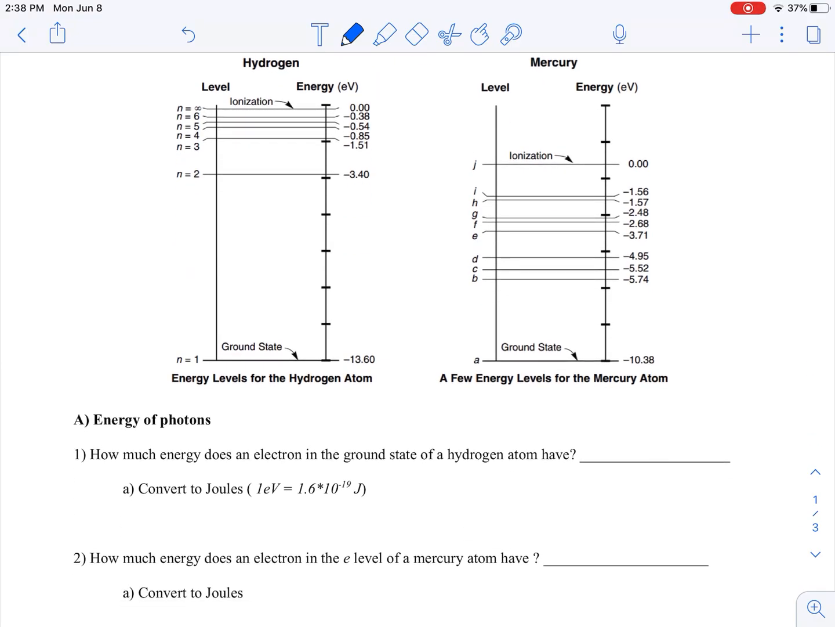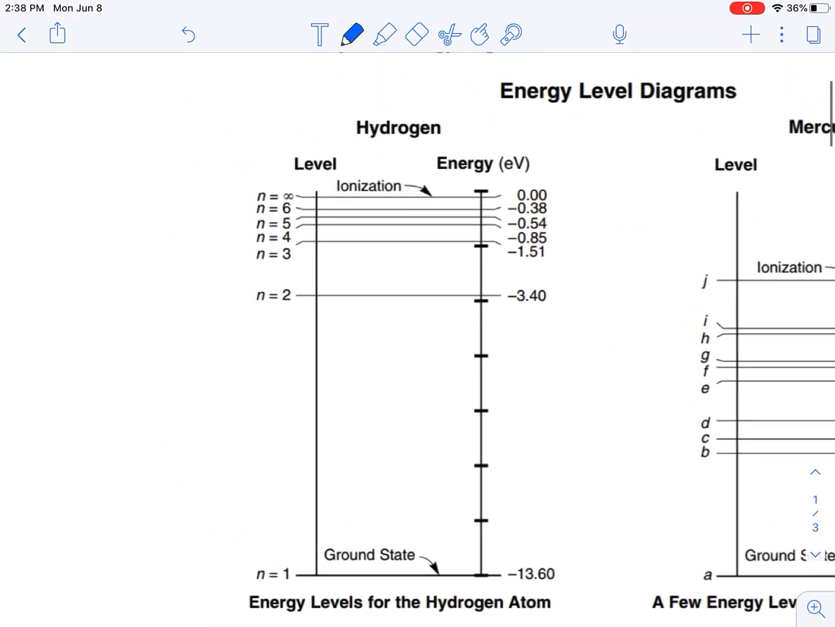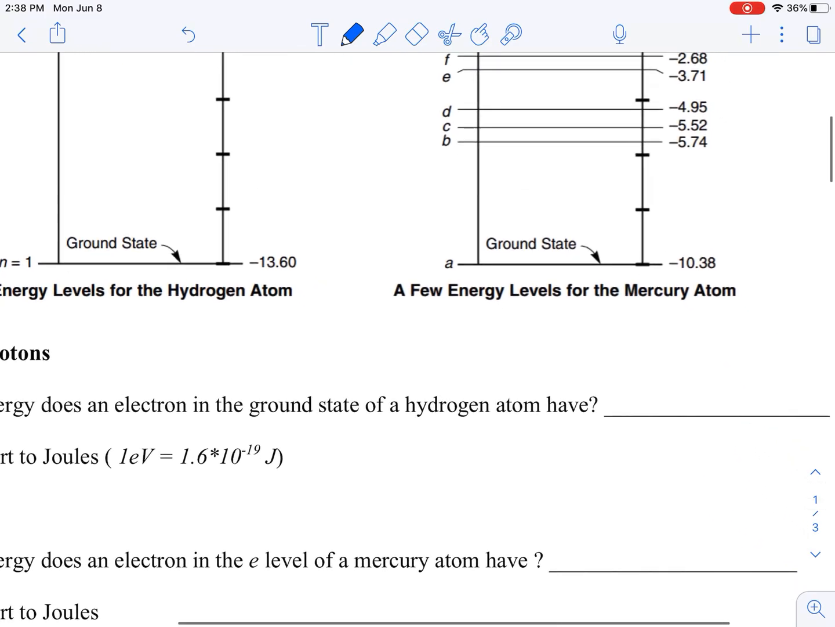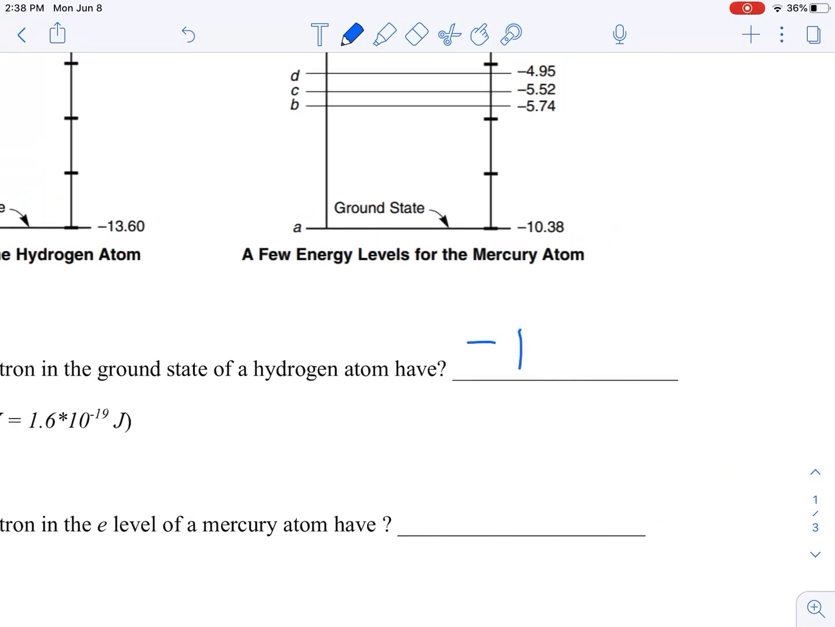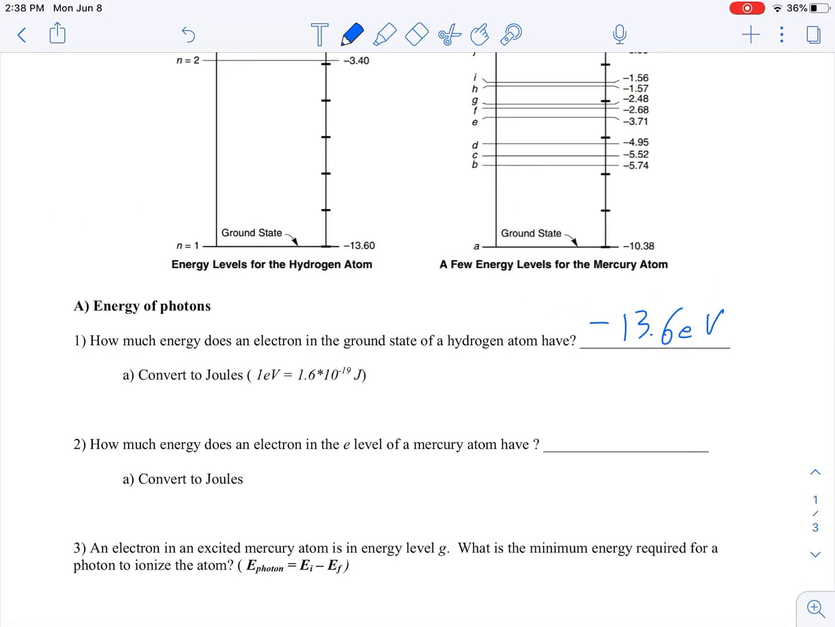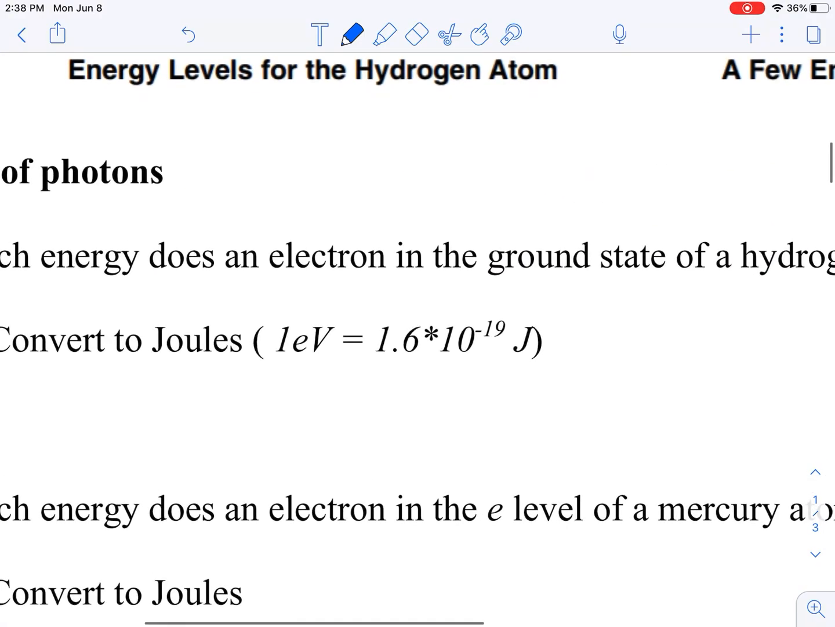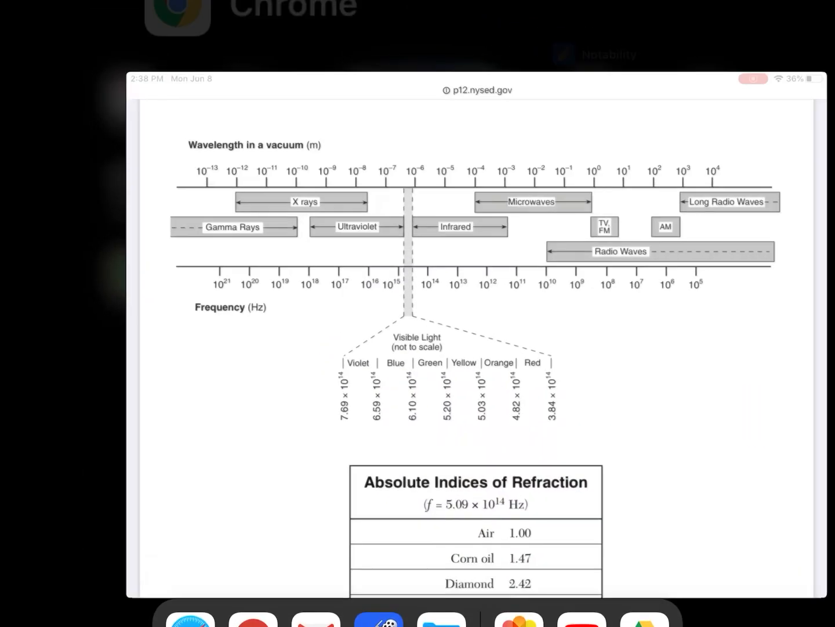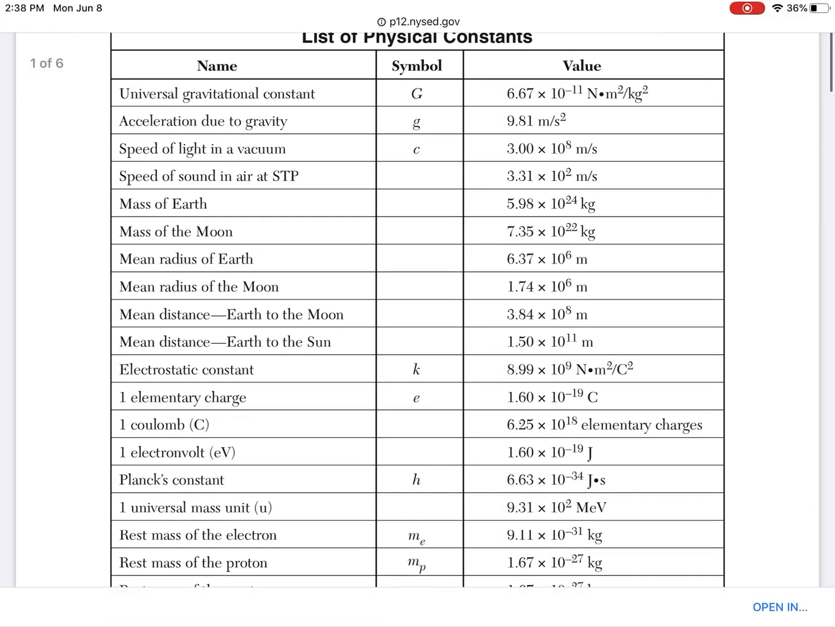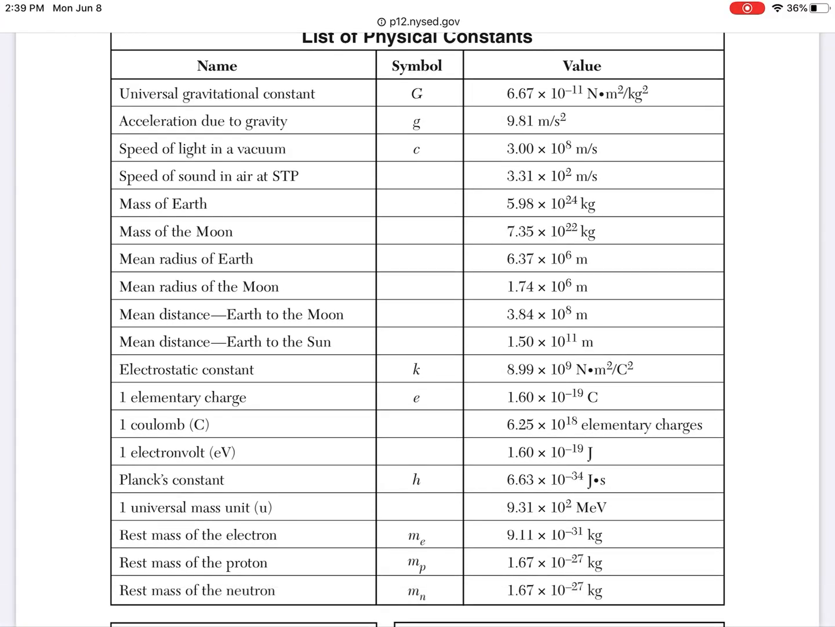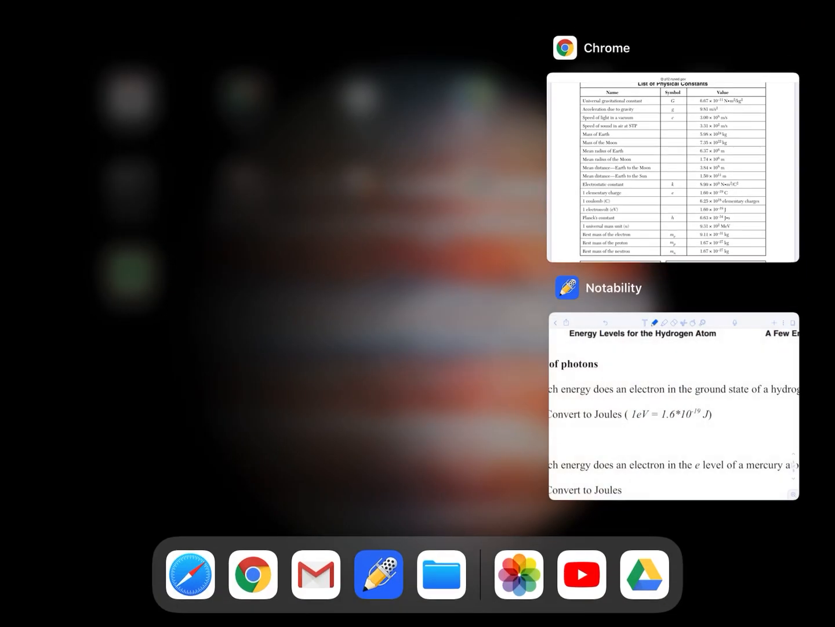So how much energy does an electron in the ground state of a hydrogen atom have? Well, if we look, hydrogen, ground state's at the bottom there, negative 13.6 electron volts. All right. Now convert that to joules. 1 electron volt is equal to 1.6 times 10 to the negative 19 joules. That's on your reference table. Where exactly? If we go to the reference table, it's right here: 1 electron volt, 1.6 times 10 to the negative 19 joules, all right?